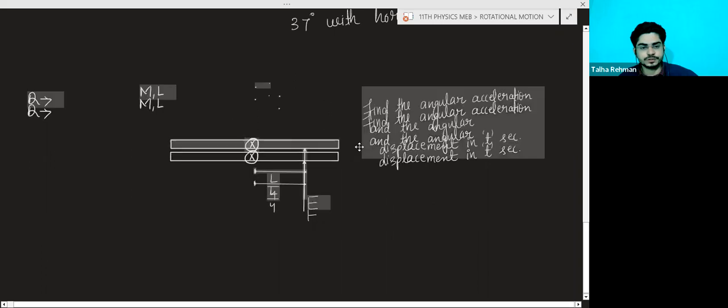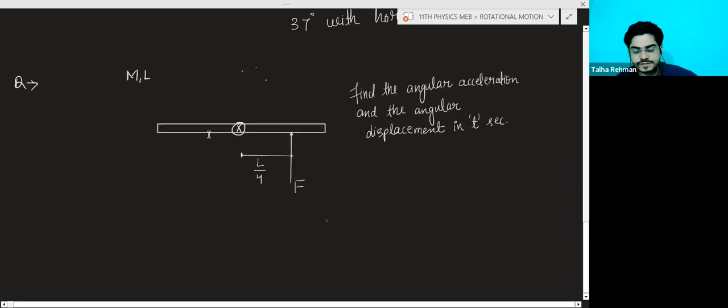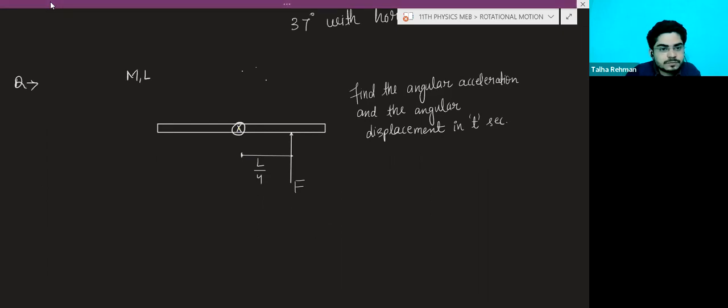See this question. In this question, this is a one-dimensional rod and a force is acting at a distance of L by 4 from this axis. This is the axis, and a force is acting like this. At this point, this rod is pivoted. This is a pivoted point.